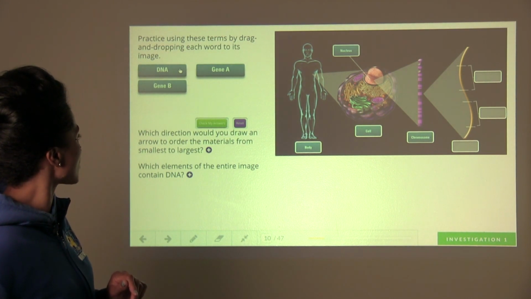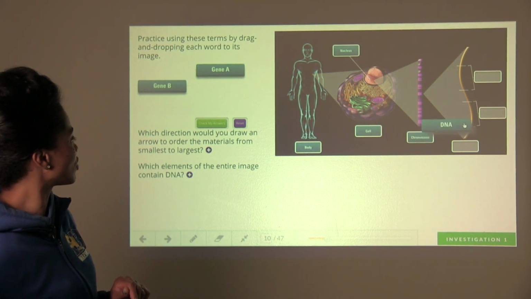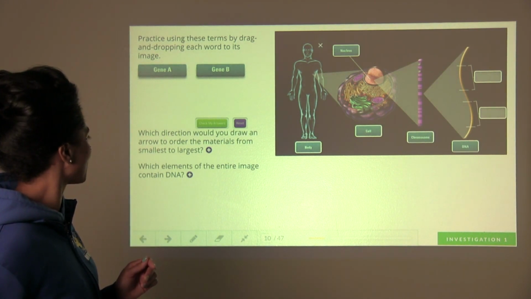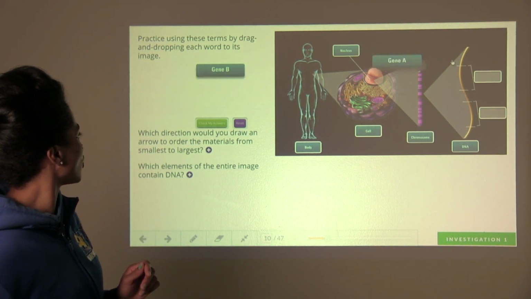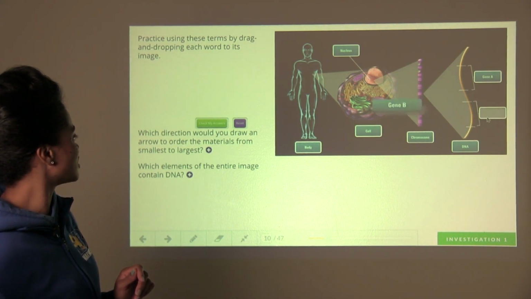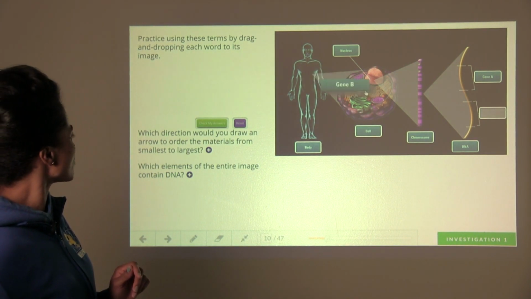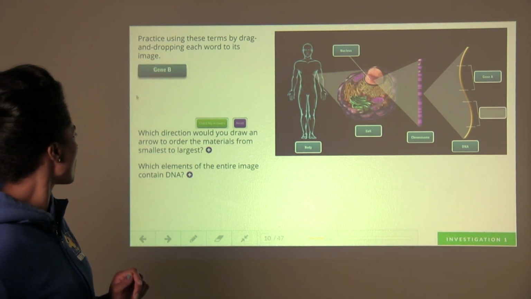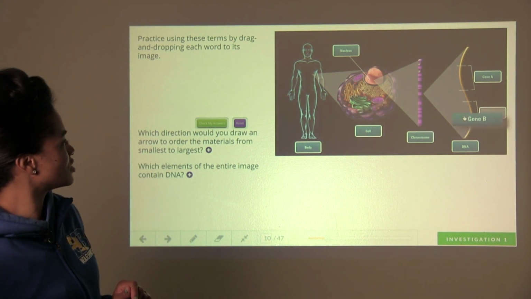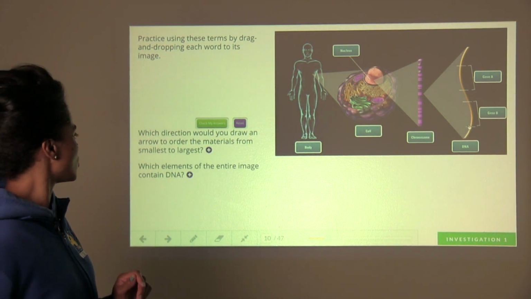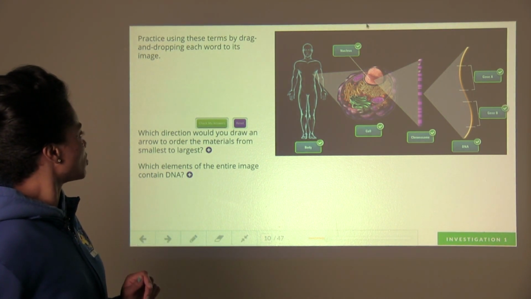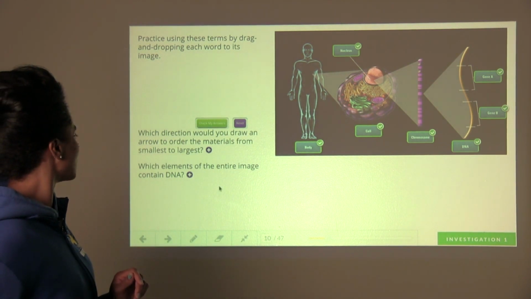Okay, and then wrapped around the chromosome, we have DNA, okay? And then on DNA, we have different genes. Come on over here, Gene B. You have to join Gene A. Yes, you are together forever. All right? So this would be how you would fill in the blank for this diagram.